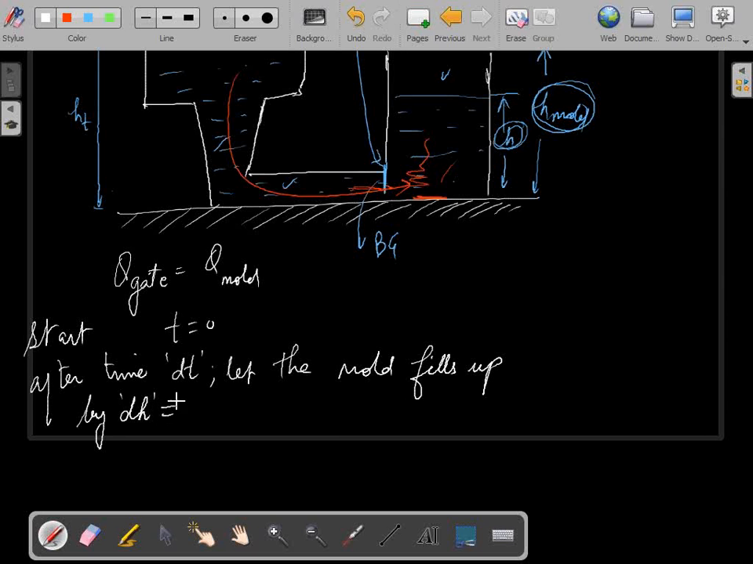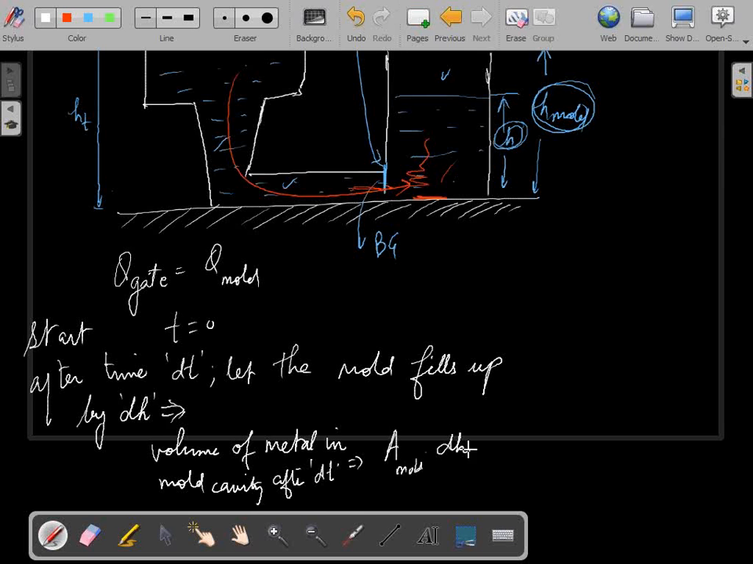Okay, now what is the volume of metal in the mold cavity after dt? So the volume of metal in the mold cavity is the area of mold into the height up to which the mold cavity is filled in that time, that is dh. So area into dh.